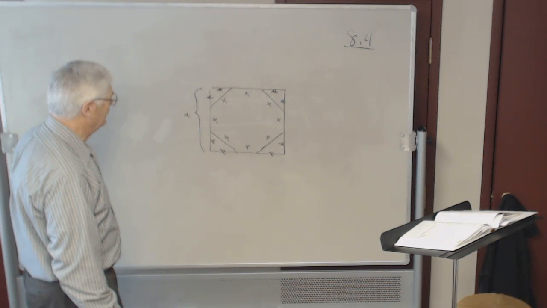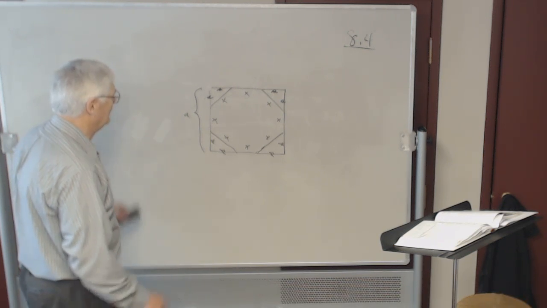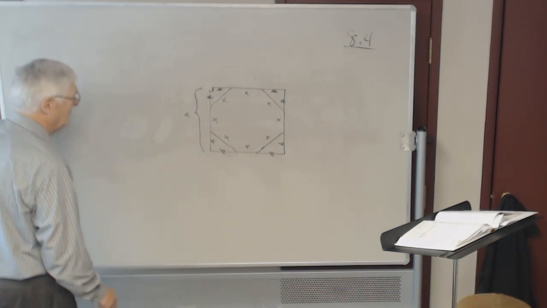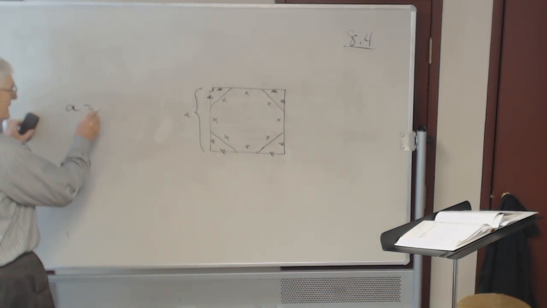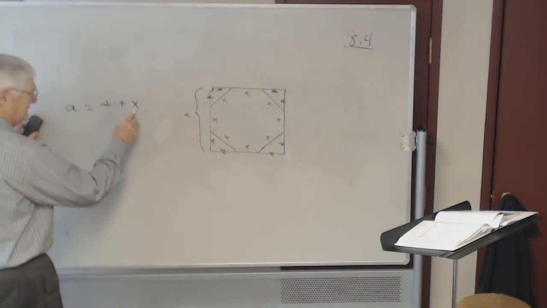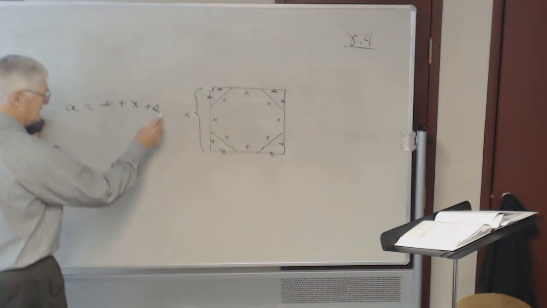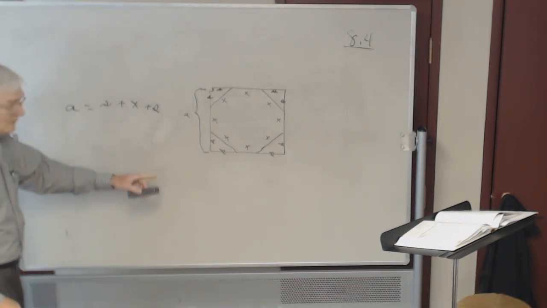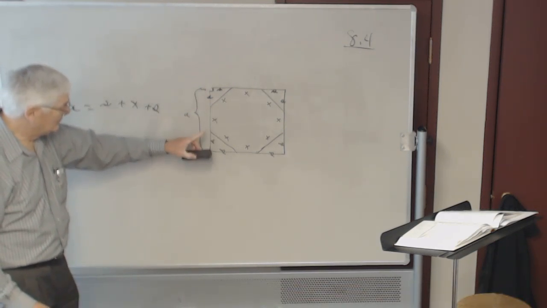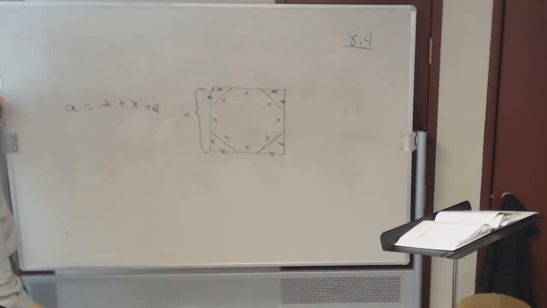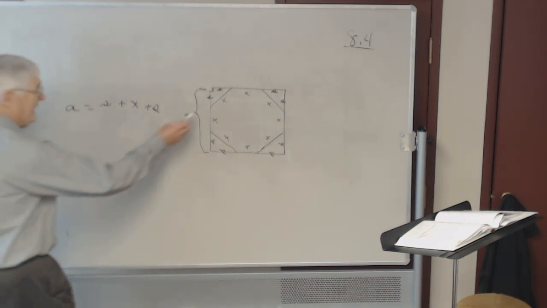So what am I going to do? This is a right triangle. Well, A equals S plus X plus S, right? A equals S plus X plus S. Okay? So I've got something going for me.